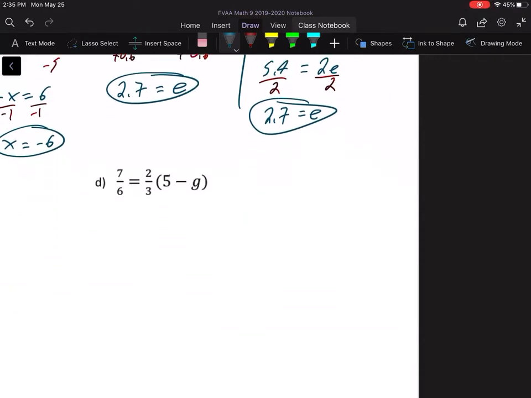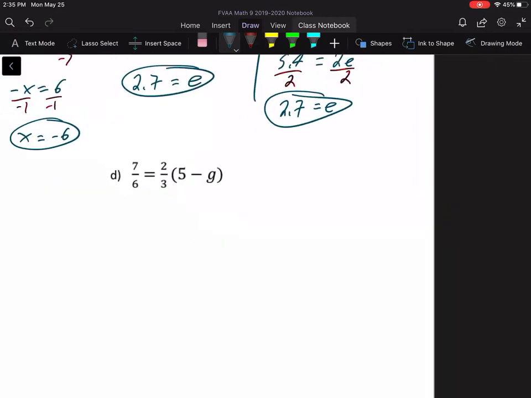Okay, in this situation, I'm going to avoid distributive property, because if I'm distributing a fraction, I'm giving myself more fractions to deal with. So in this situation, because it's times 2 over 3, I'm going to divide by 2 over 3 on both sides. That's going to cancel that out. I'm going to end up with 5 minus g on the right side.